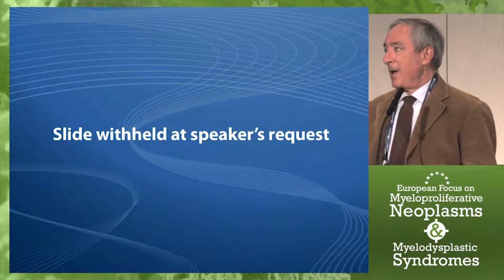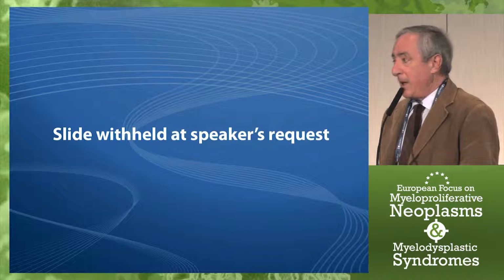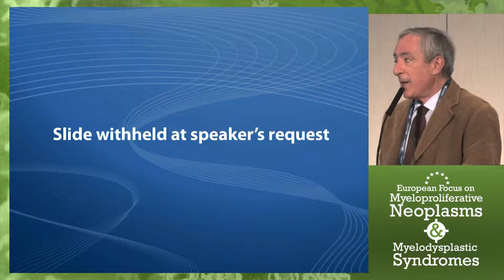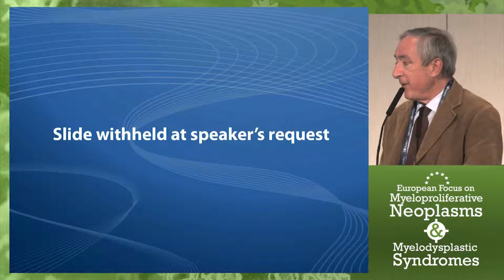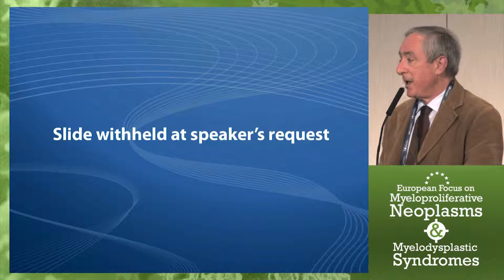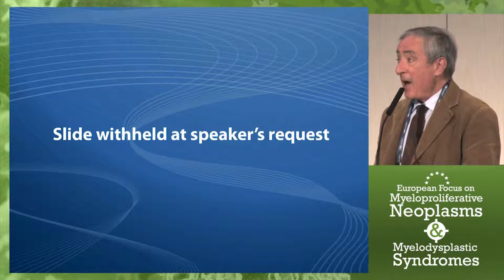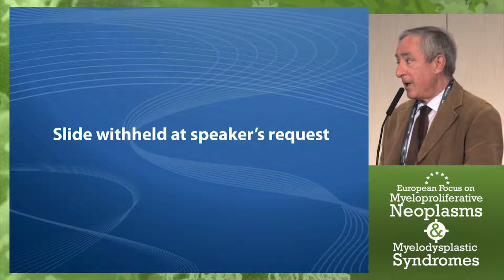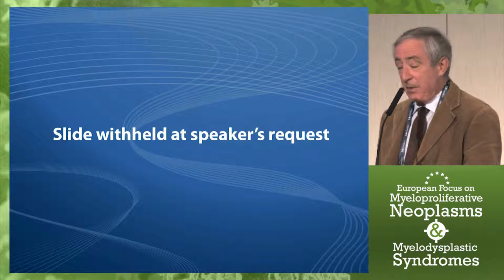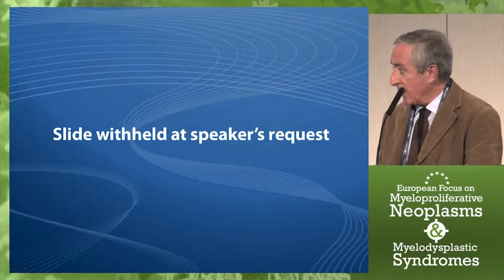So, how can a somatic mutation in a splicing factor result in MDS first, and how can different splicing factors result in different MDS?